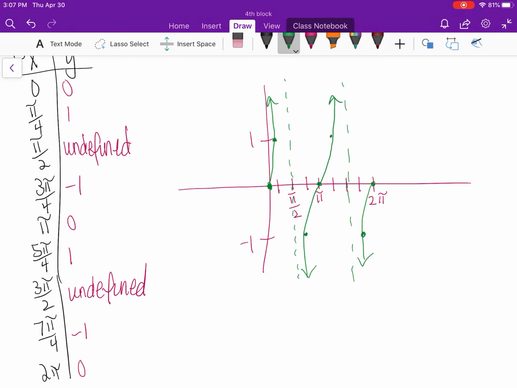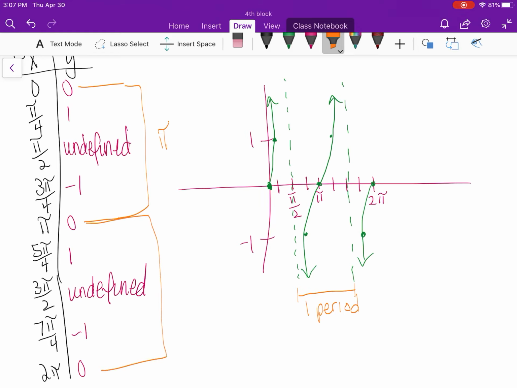Now, I still have 2 periods graphed because I have 2. When does this repeat? Basically, from here to here, that's going to be 1 period. And you can really see it on the t-chart, because look what happens. There's my 0, and then where's the next 0? What's that difference?